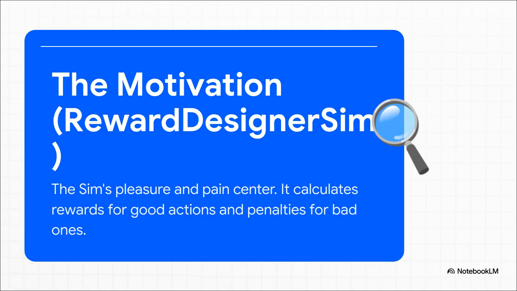But what makes it want to do anything in the first place? Well, that's the job of the reward designer sim. You can think of this as its motivation center, its sense of pleasure and pain. It gives the sim agent a positive score for good actions, like eating when it's hungry, and a negative one for bad actions. This simple reward system is the absolute foundation of its ability to learn.